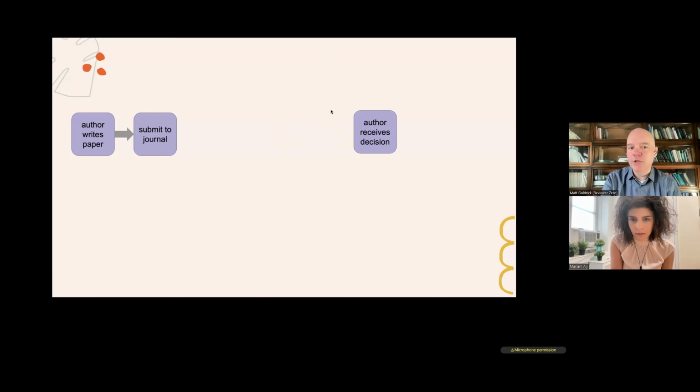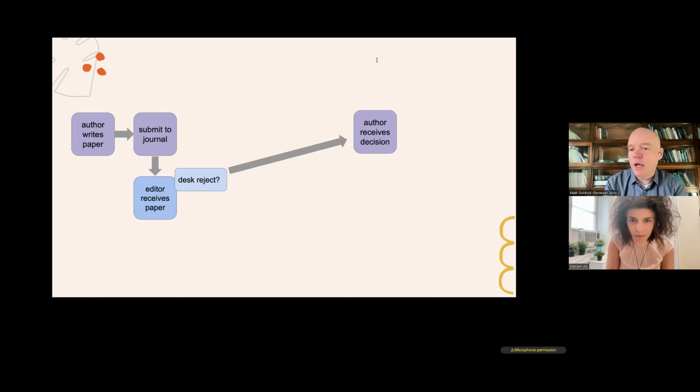Let's talk about what intervenes between this step, submitting to a journal, and the author receiving a decision. When you submit a paper to a journal, it goes to an editor. An editor is just a scientist, like me or Miriam. It is just a person who is involved in supervising the journal. Typically, these positions are uncompensated, so people are actually doing them in the context of their regular scientific work as well.